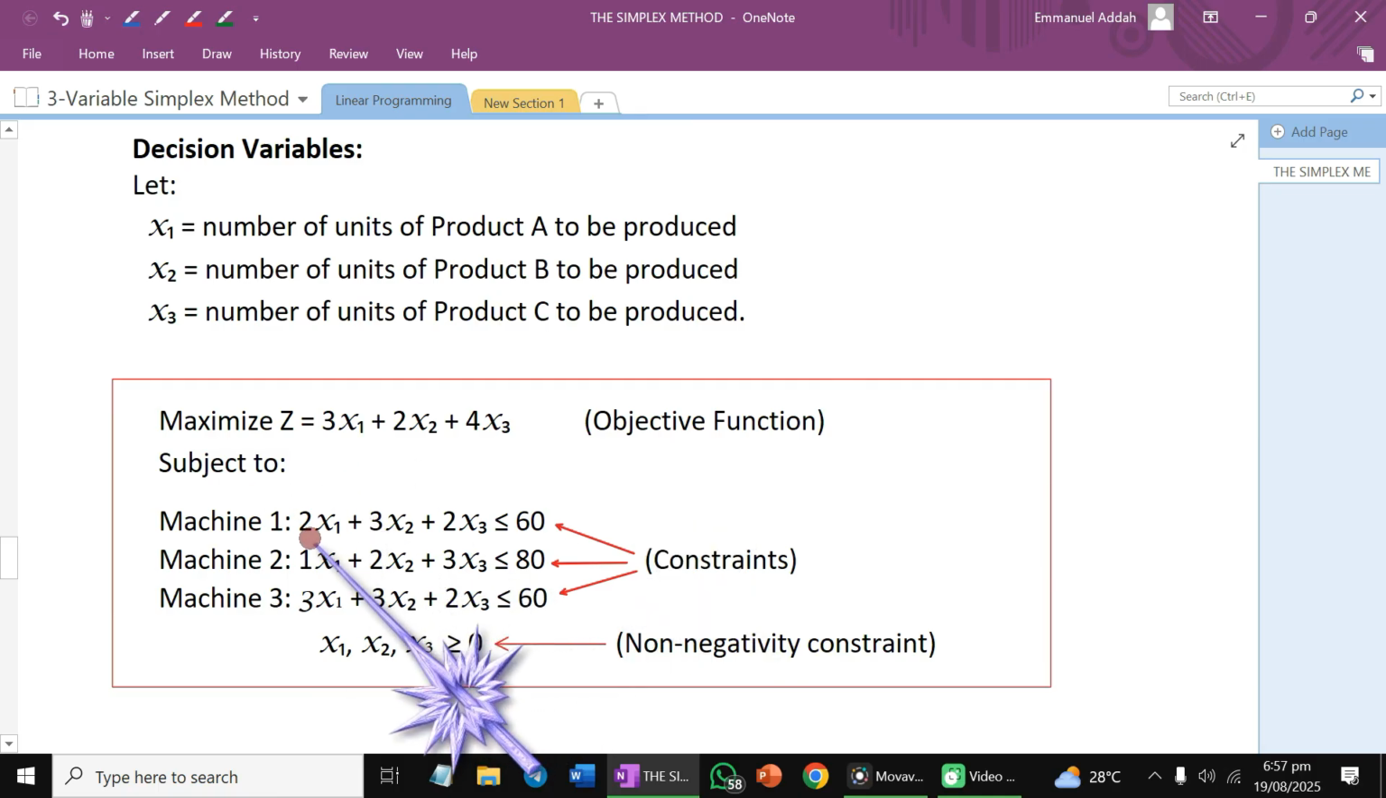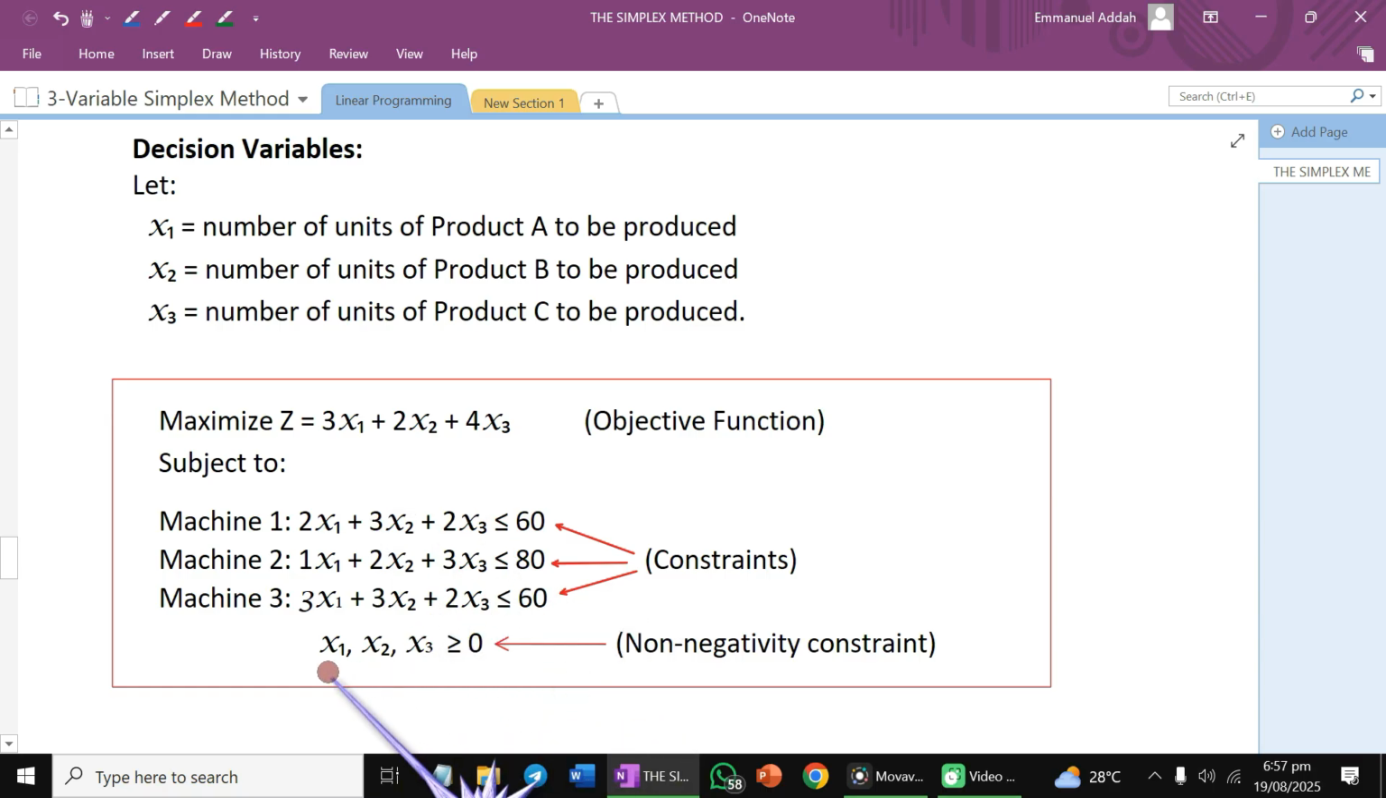Subject to is the time it takes for each of the products to be produced on each of the machines. On machine 1, remember, it takes 2 hours of product A, 3 hours of product B, and 2 hours of product C. When you add all of them together, it must not exceed the weekly allocation for machine 1. Machine 1 can only work for 60 hours per week. Machine 2 can work for 80 hours per week. Machine 3 can work for 60 hours per week. So this is the formulation of the problem.